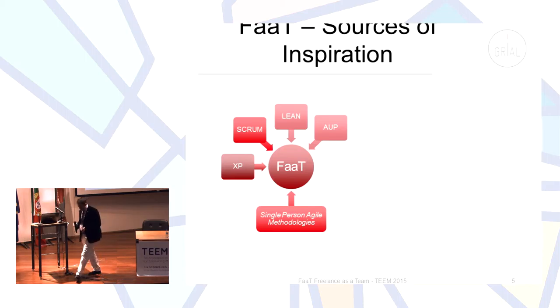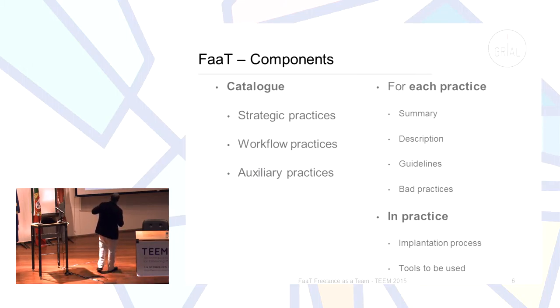Then he defined FAT, Freelance as a Team, a proposal taking into account not all, but the most outstanding agile methodologies in the field, Scrum especially. Then he proposed a strategic set of practices, 15 practices that could help him in his daily work. These practices were ordered in a workflow to develop the products, and also he found a set of auxiliary practices.